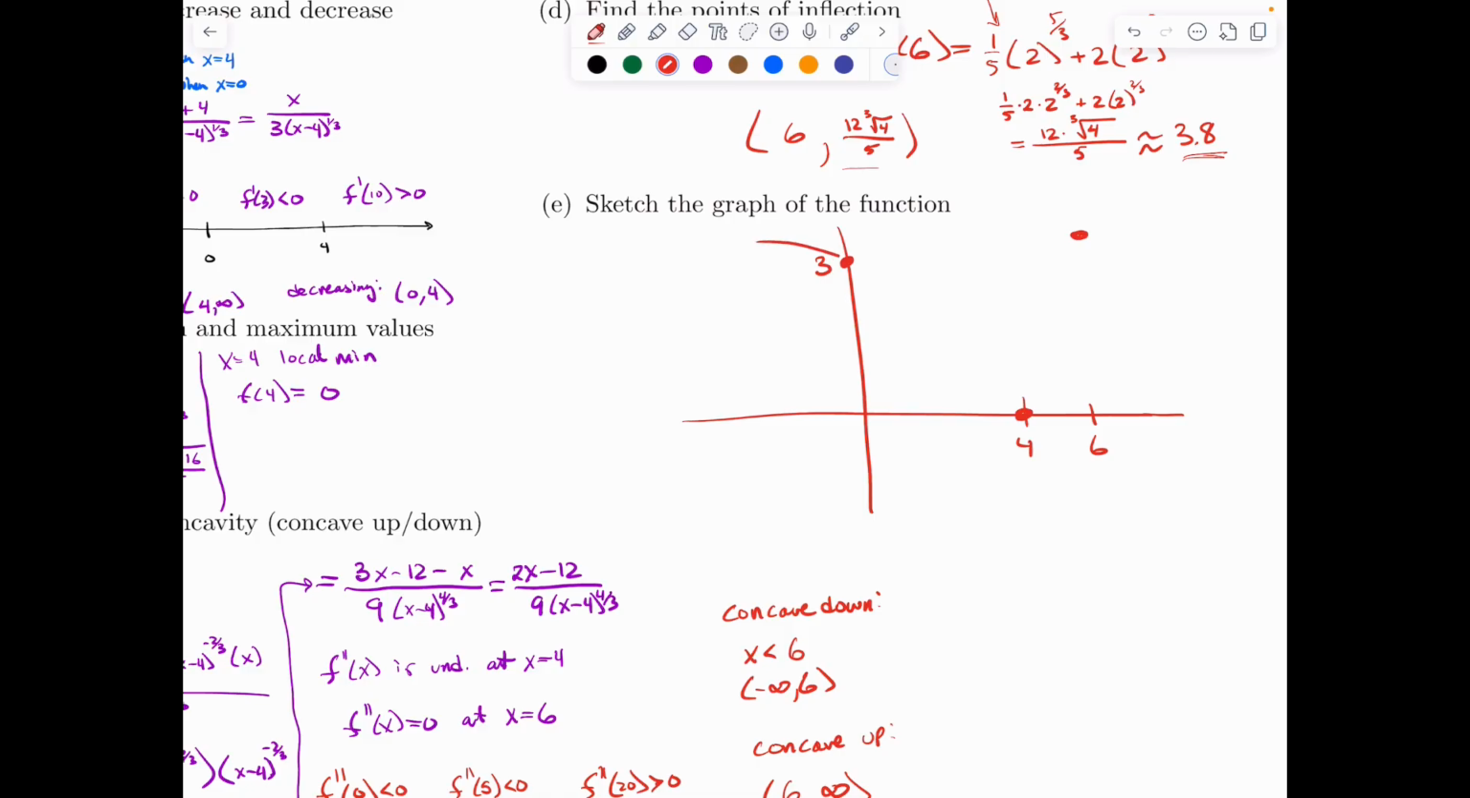So we're going to be going down, down, down, down. Then we have a corner, and it goes up. And then it starts right there. It'll start doing this sort of a deal. So concave down, concave up. And that's the best I can do.